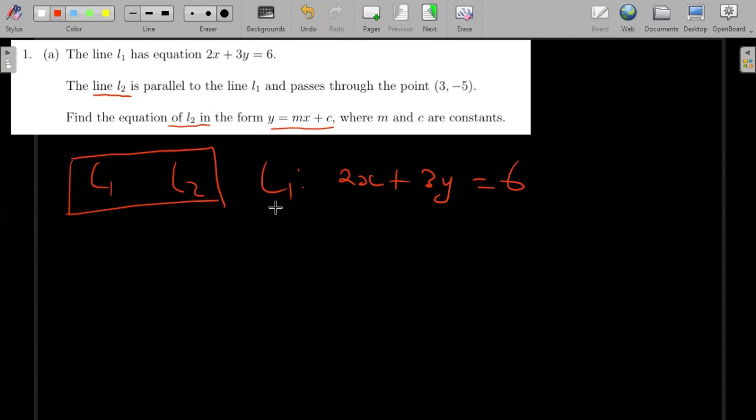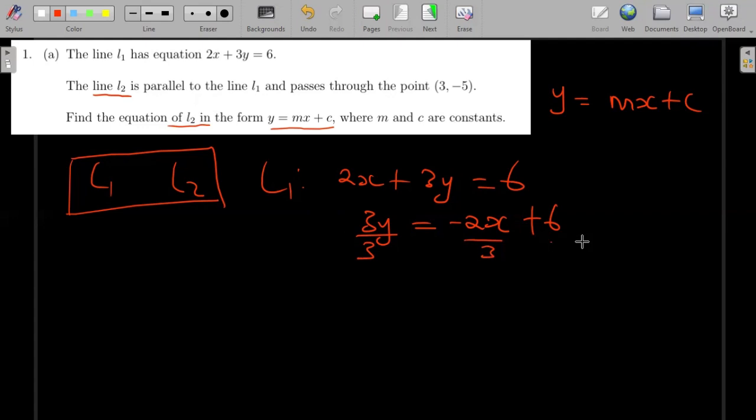What we need to do is represent this equation in standard form, which is y = mx + c. That's the standard equation of a line. It means here we have to make y the subject of the formula. So 3y = -2x + 6, taking the 2x to the other side. We want only y as the subject, so we divide throughout by 3.